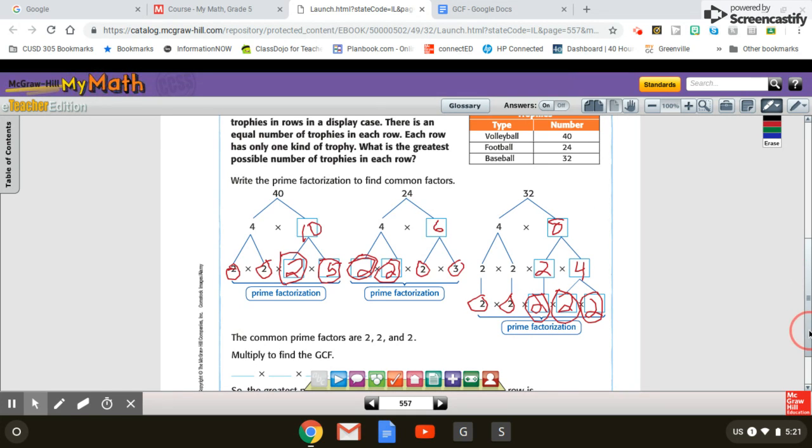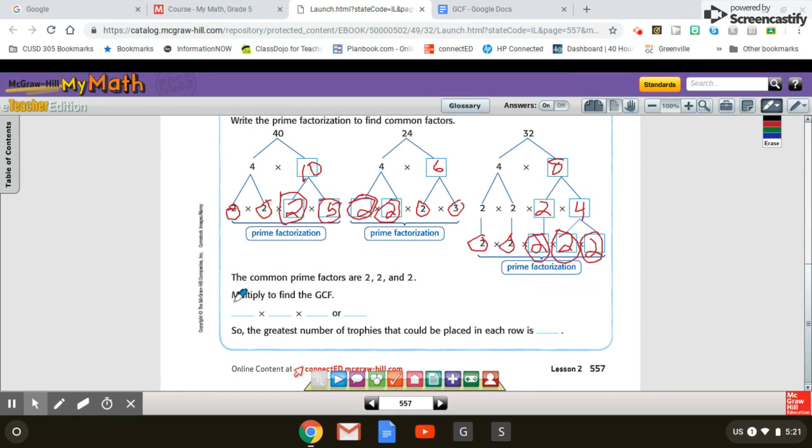Okay, now we're going to multiply those common factors, and we take 2 times 2 times 2. Okay, 2 times 2 is 4, times 2 is 8. So our greatest common factor is 8. Okay, so 8 is our greatest common factor.